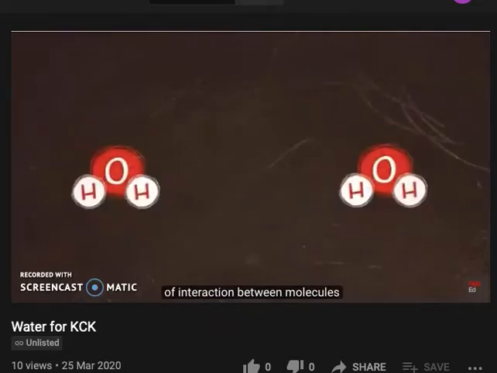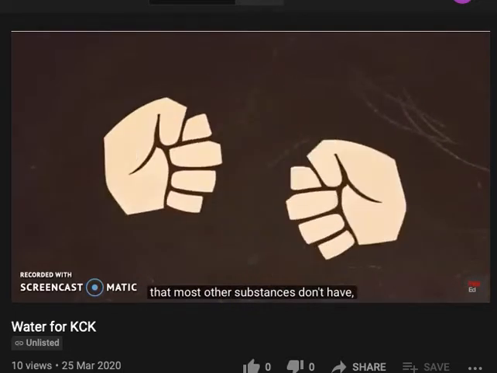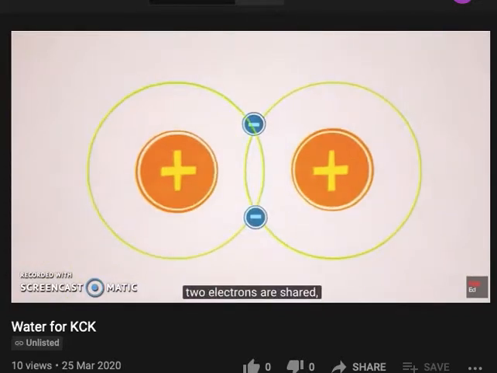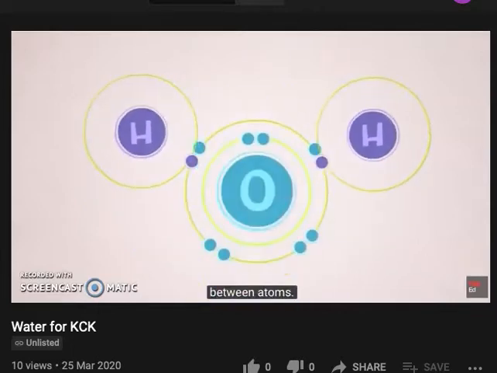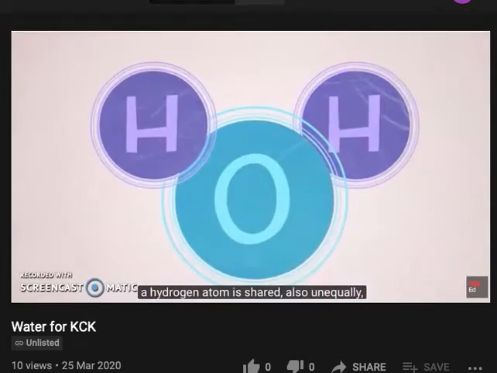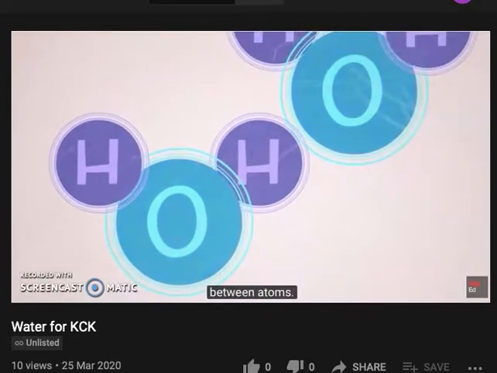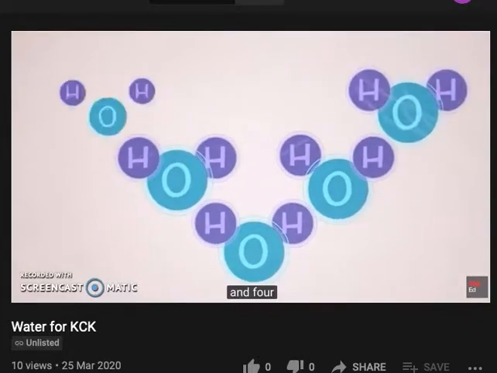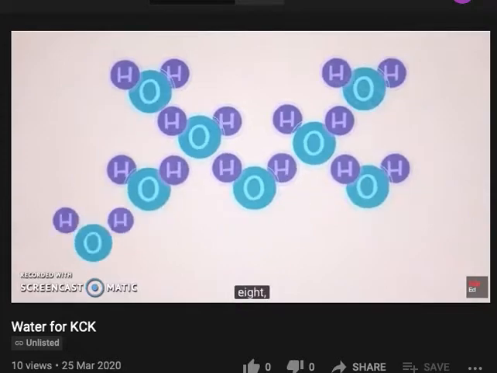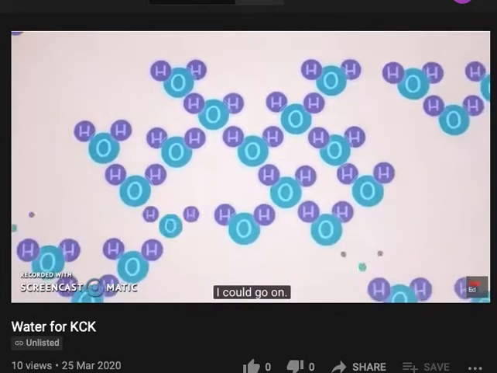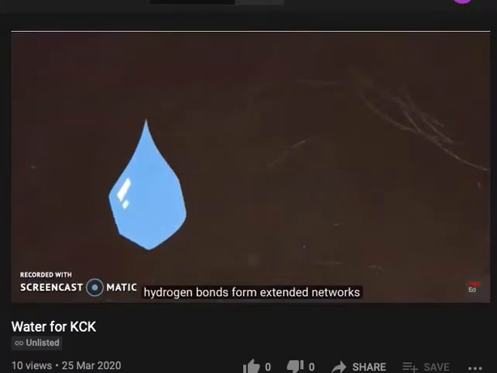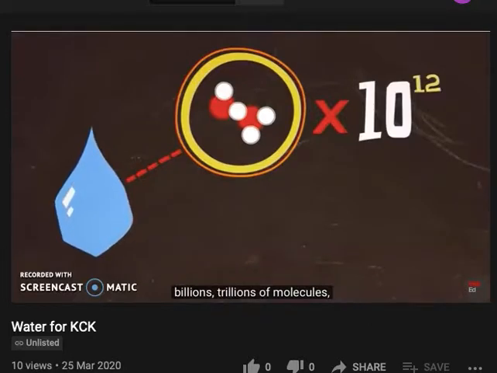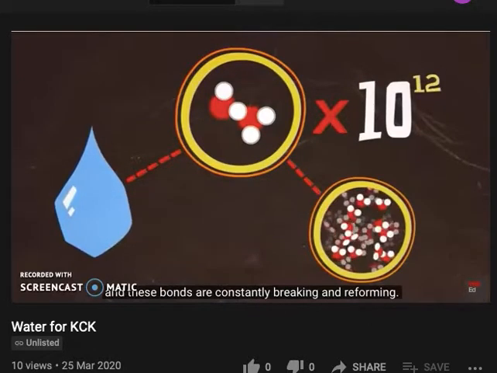Water has a special kind of interaction between molecules that most other substances don't have, and it's called a hydrogen bond. Now remember that in a covalent bond, 2 electrons are shared, usually unequally, between atoms. In a hydrogen bond, a hydrogen atom is shared, also unequally, between atoms. 1 hydrogen bond looks like this. 2 look like this. Here's 3, and 4, and 5, 6, 7, 8, 9, 10, 11, 12. I could go on. In a single drop of water, hydrogen bonds form extended networks between hundreds, thousands, millions, billions, trillions of molecules, and these bonds are constantly breaking and reforming.